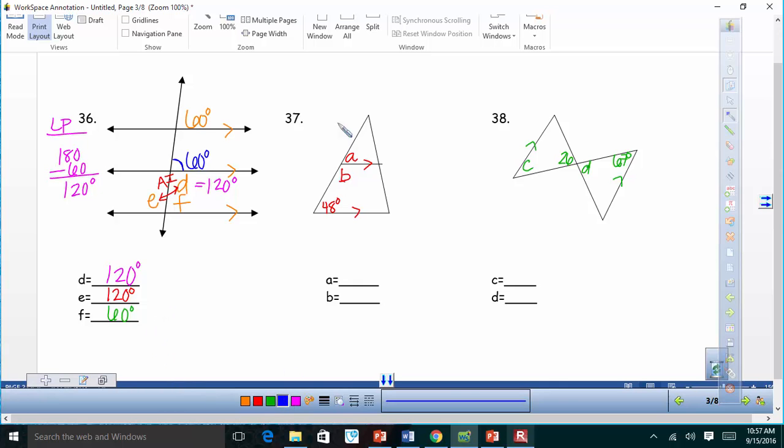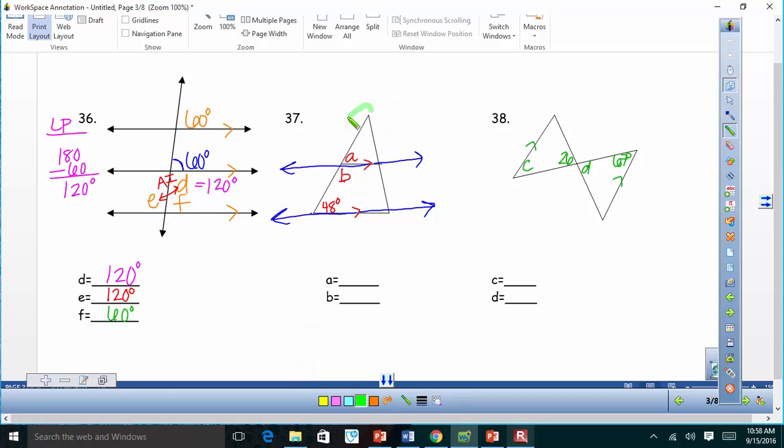Okay. Let's look at 37. So where are my parallel lines there? The ones in the middle. So I like to continue this out so I can kind of see it better. Okay, do we have any angles on this line right here? No. So we want to focus on this line right here. What would this line be called? The transversal, okay?